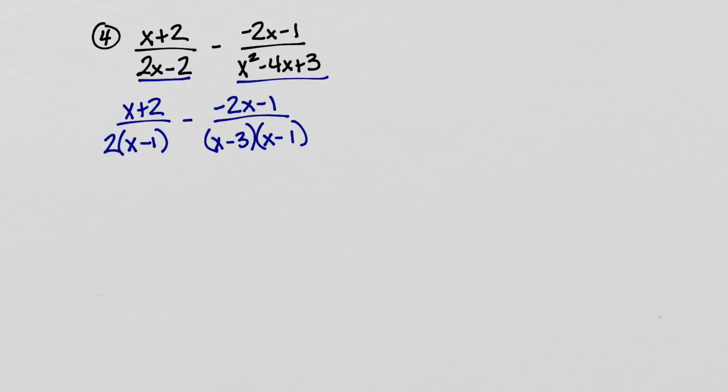So that'd be a negative 3, negative 1. They multiply to positive 3, add up to negative 4. Okay, now for my least common denominator, I look at what I need.